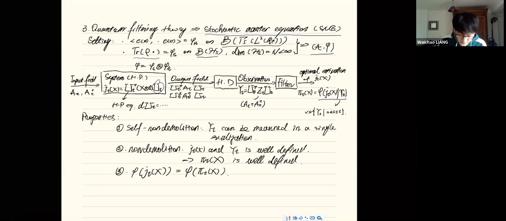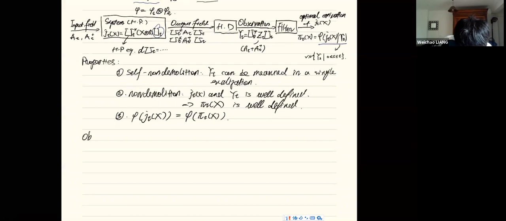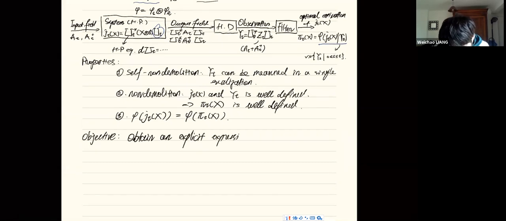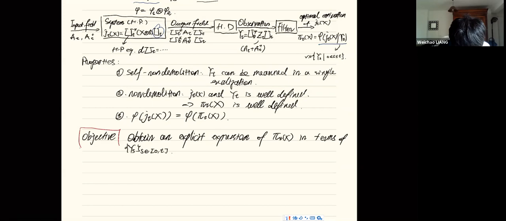So our objective of today's course is to obtain an explicit expression of the optimal estimation in terms of the observation process Y_t, Y_s. This is our objective, in terms of the observation process.